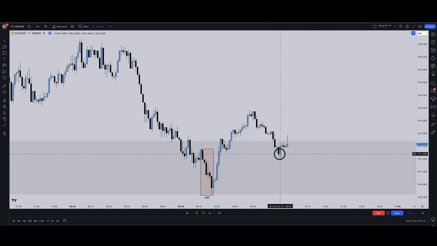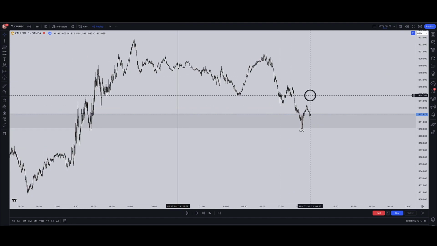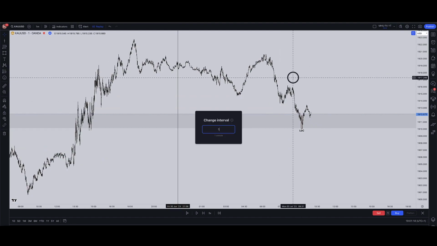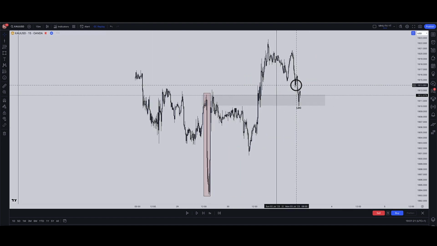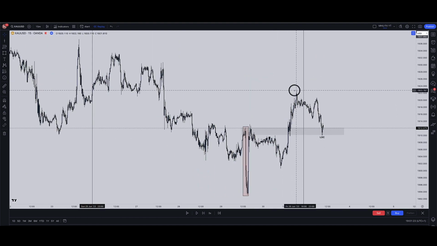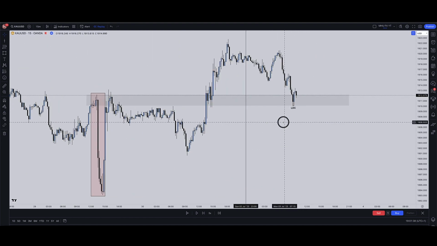I jumped in down here, and then my aim was to take it. Like I said, let's go up the time frame again. Let's go to the 15-minute time frame. My aim was to take it to above the previous week's high. So let's go ahead and hit play.